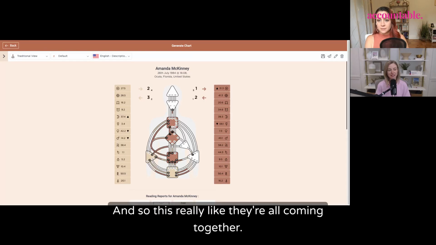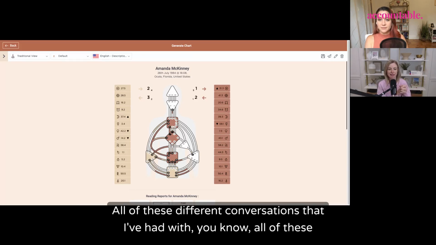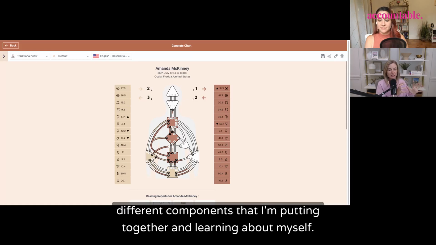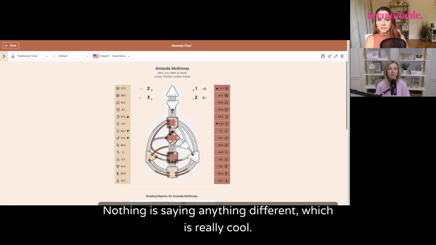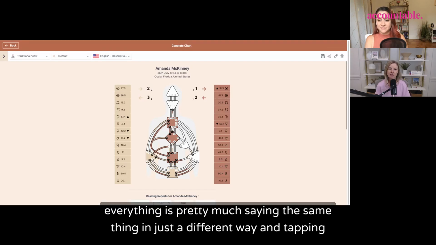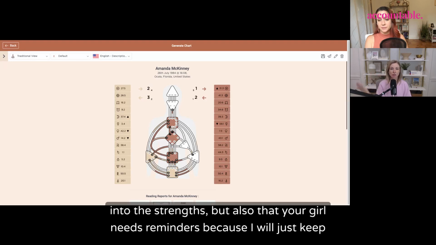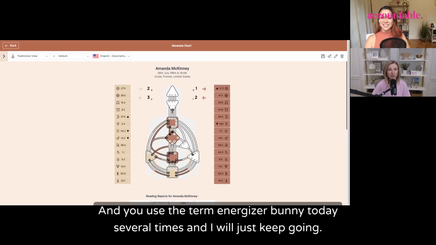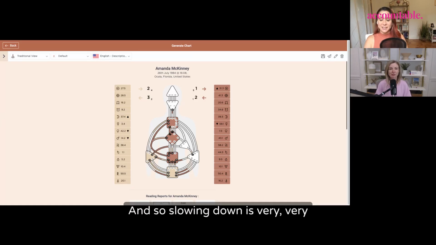It's just the more you give your brain evidence of what's working, the more you're seeing what's working. Right. And so they're all coming together, all of these different conversations that I've had, all of these different components that I'm putting together and learning about myself. Nothing is saying anything different, which is really cool. Everything is pretty much saying the same thing in just a different way and tapping into the strengths, but also that your girl needs reminders because I will just keep going. And you used the term Energizer Bunny today several times, and I will just keep going. And so slowing down is very, very important. Yep, I hear that.